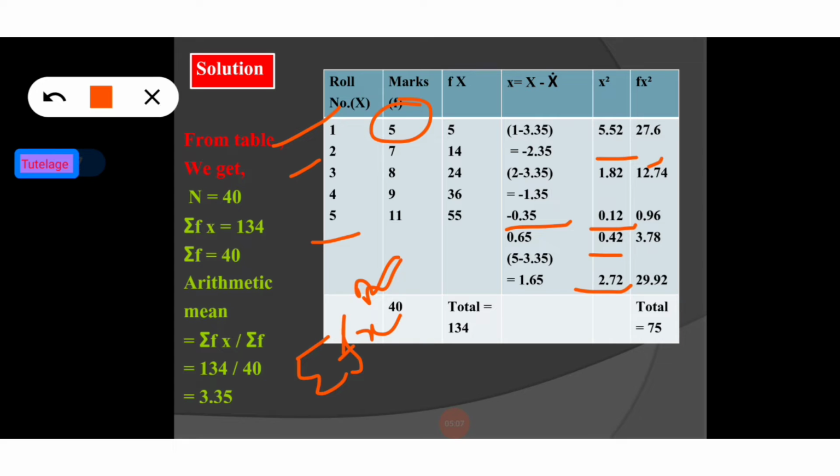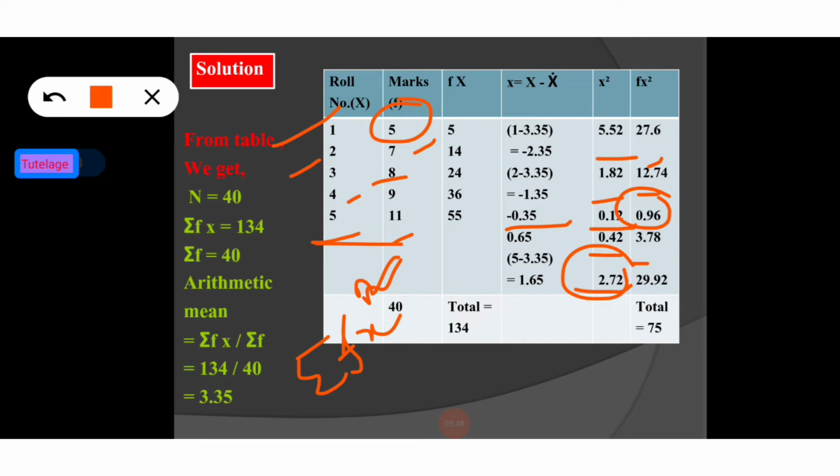Now going to the second one, what is the value of f, that means 7 into 1.82, that means 12.74. Now going to the third one, the value of frequency for the third observation, that is 8. Okay, so 0.12 into 8, that means 0.96. Now going to the fourth one, 9 into 0.42, that means 3.78. And now going to the last one, 11 into 2.72, that means 29.92.